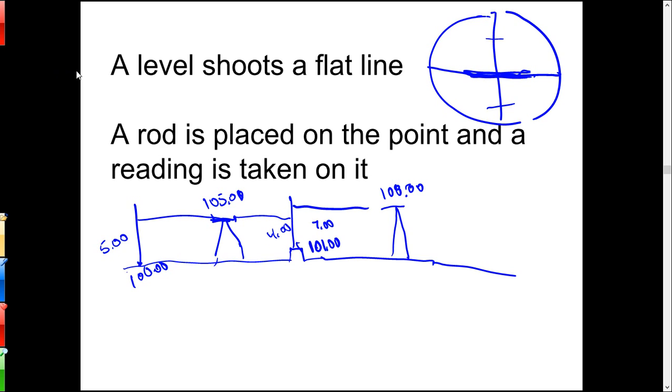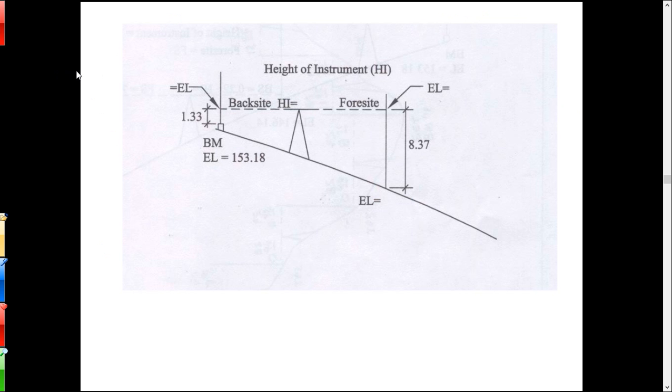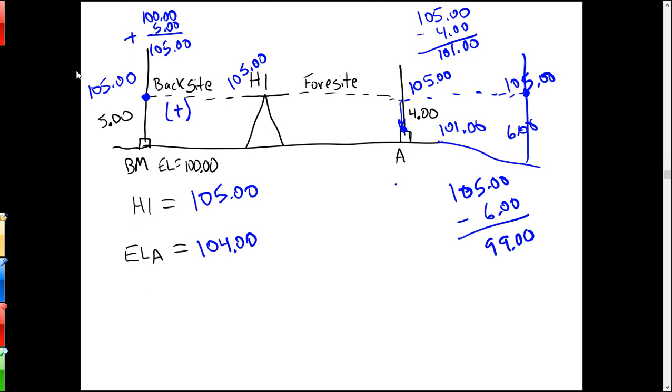So, got any questions on this stuff? We're doing all right? Okay, why don't you, yeah. You go backwards slightly. Okay. Elevation of A, is that 101? Would that be 101? Yeah. 104? Right, 101. It's 105 minus 4. Yeah. Okay.